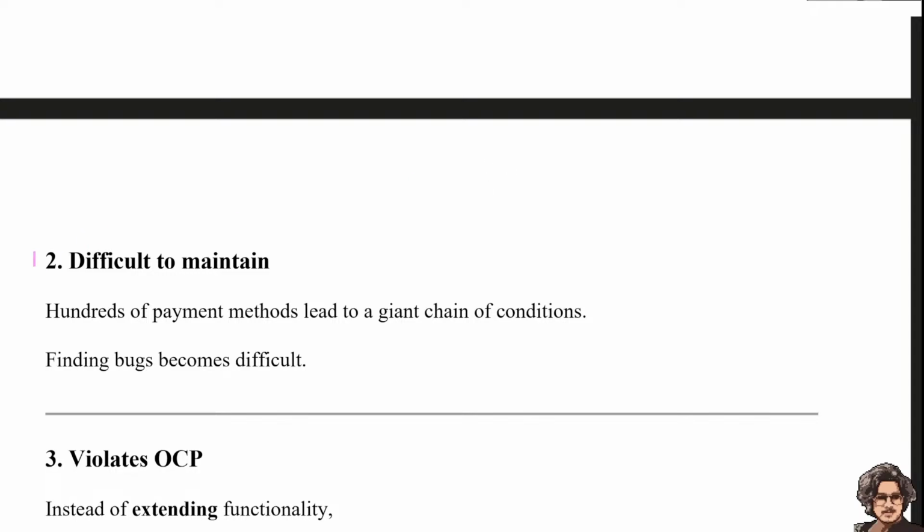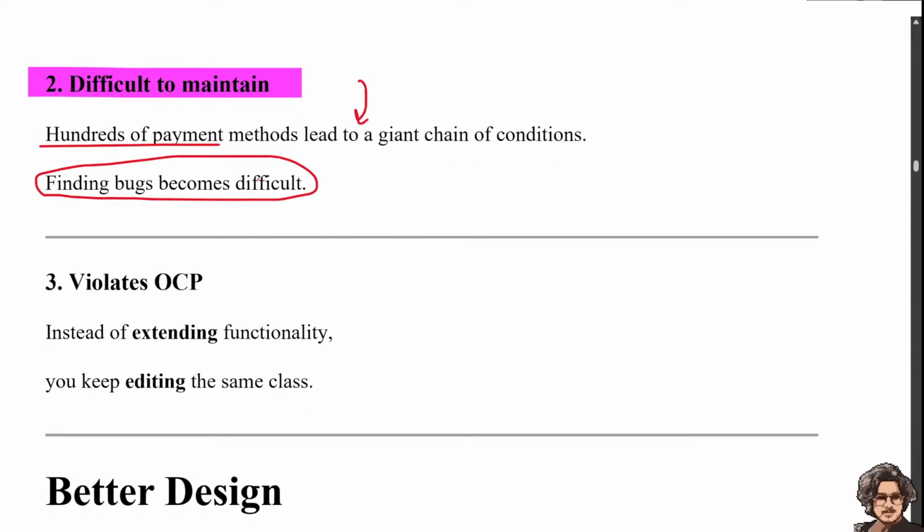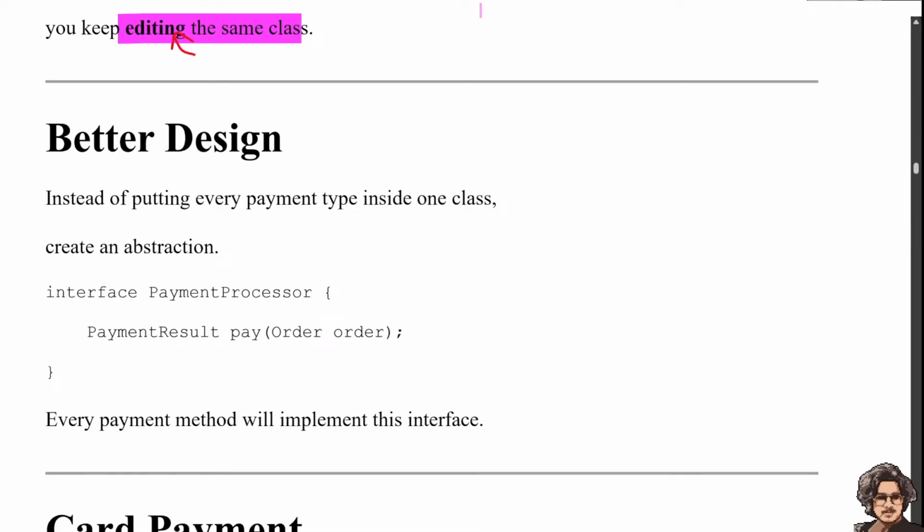If we have hundreds of payment methods, it leads to a giant chain of if else if else if conditions. Finding a bug is difficult, so it's difficult to maintain. It also violates the OCP, because instead of extending the functionality I am just editing the same class. So what is the better design? We have to follow a better design.